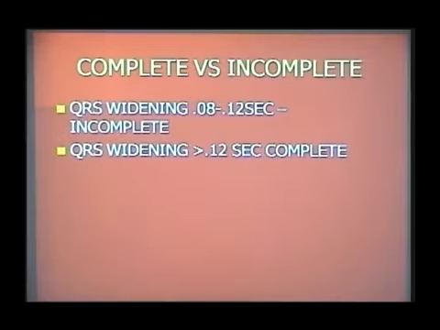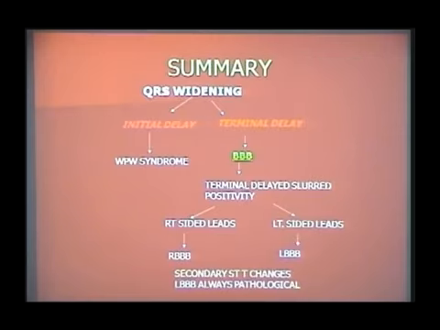So it can also be a complete right bundle branch block or an incomplete right bundle branch block, depending upon the QRS widening. If the QRS is just widened, just 3 squares, it is called incomplete bundle branch block. If the QRS is widened more than 3 squares, it is complete bundle branch block. So incomplete or complete depends upon the QRS width and duration. So this is your summary of bundle branch block.